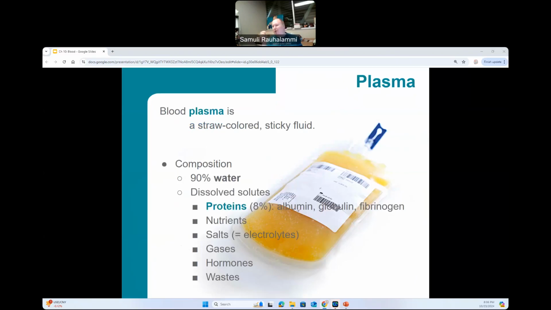But what I want to talk about is proteins. Proteins represent about 8% of the composition of the plasma, and these are mostly made by the liver. A few that I wanted to highlight are albumin, which is an important buffer and also contributes to the osmotic pressure. I wanted to mention the clotting proteins, which help us prevent blood loss when a vessel gets injured by forming a clot or a scab. And then I wanted to mention antibodies, which help to protect the body from pathogens.